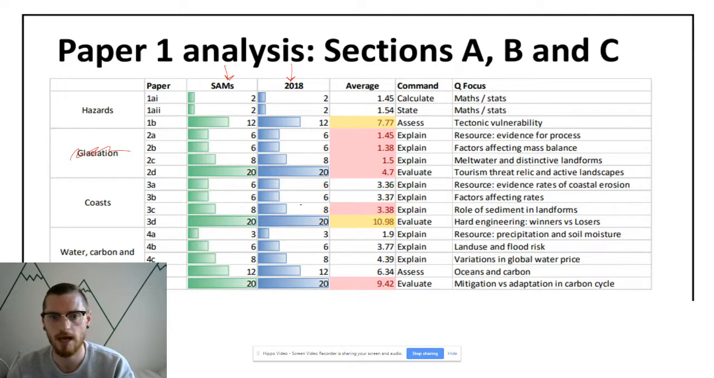Same on the SAMs and on the 2018 June exam. And then water, carbon, and energy, 4A down to 4E. We're going 3, 6, 8, 12, 20 marker. And the command words were exactly the same: calculate, state, assess, explain, explain, explain, evaluate, explain, explain, explain, assess, and evaluate.